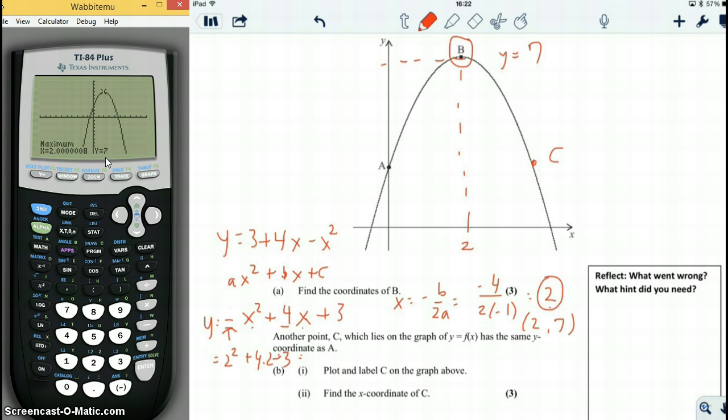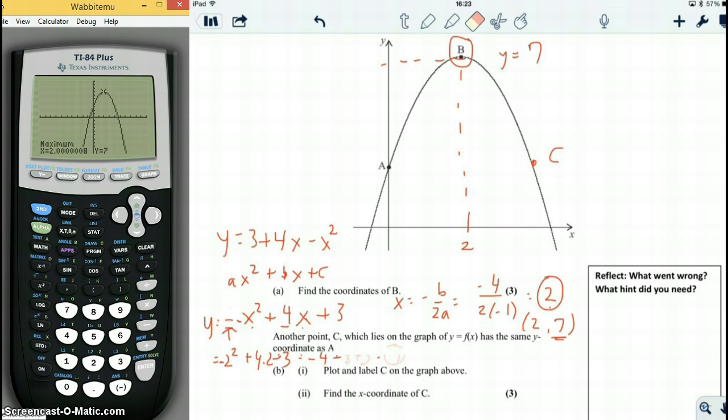Or there would be a negative in there somewhere, right? X squared. Yeah, because it's negative x squared plus 4x plus 3, so it would be negative 2 squared. So it would be negative 4 plus 8 plus 3, so that would be 7, just like we got on the calculator. So either of those two methods is fine.